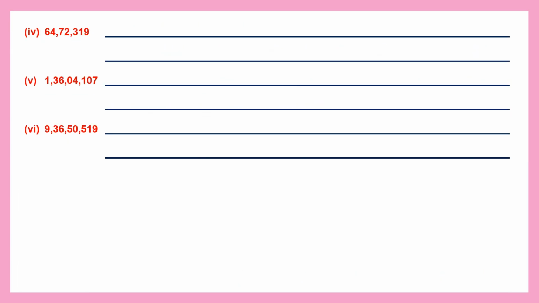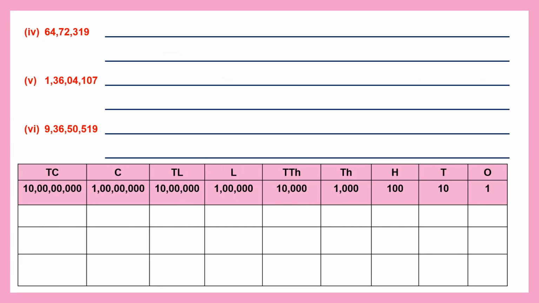Similarly, here also let's continue with the place value chart. Now this number 319 is in the ones period. So let's write that, 319. In the thousands period we have 72. 64 in the lakhs period. So now how do we do this? 6 into 10 lakh, 4 into 1 lakh, 7 into 10,000, 2 into 1,000, 3 into 100 plus 1 into 10 plus 9 into 1.